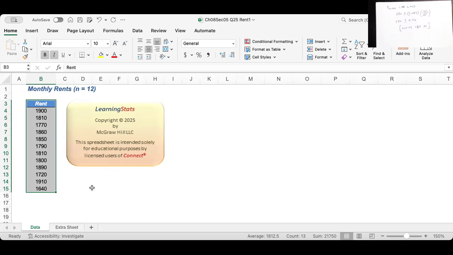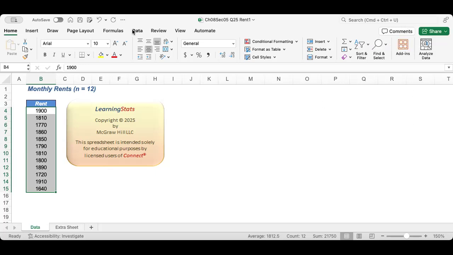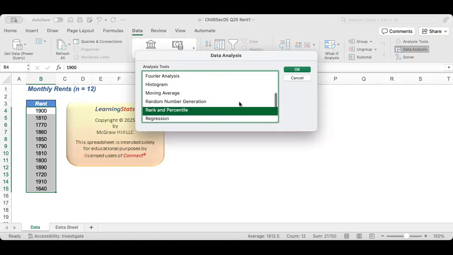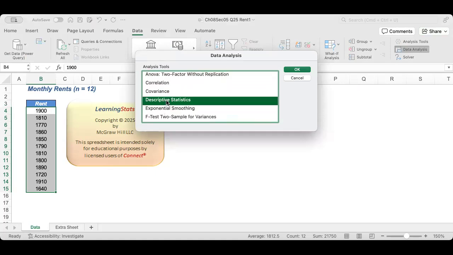Wait a minute. I've done this before. When I do this, I need the information that is described. I've got to do descriptive statistics. So let's highlight this information and let's go to that data tab. Data analysis. I'm going to click on that data analysis and get my descriptive statistics.